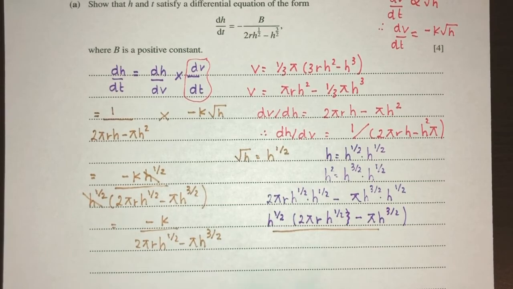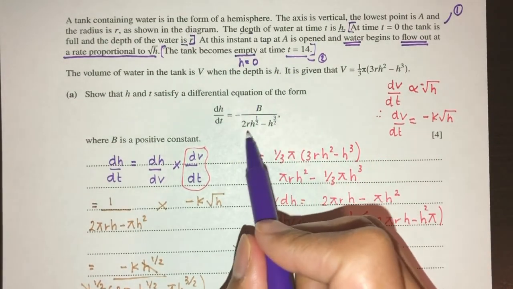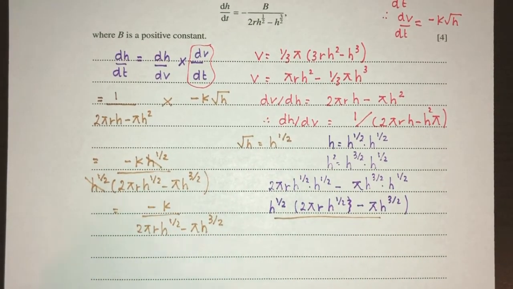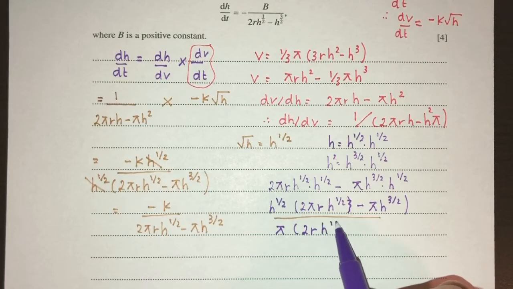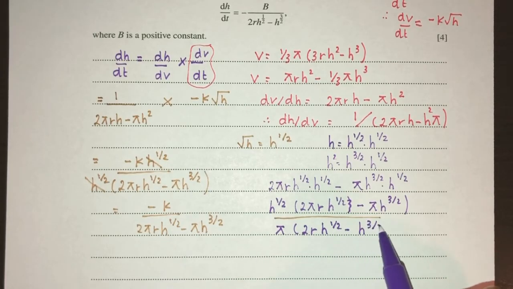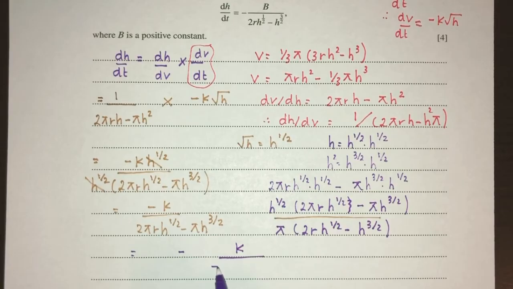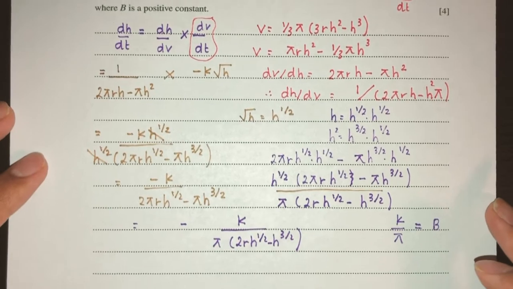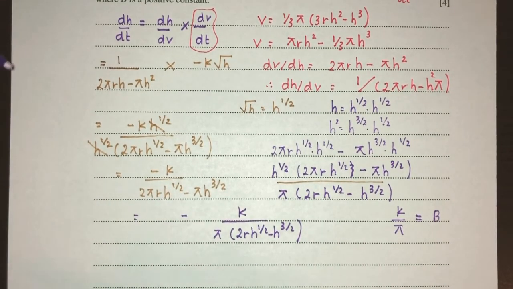So now the only thing left is we have to show that it becomes b, and we have to eliminate the value of pi, because here we have pi. We have pi in both, so we can factorize pi outside. If you factorize pi outside, you will have 2r h half minus h 3 over 2. Here you will have minus outside, k over pi times 2r h half minus h 3 over 2. So basically k over pi is also a constant. It can be written as b, which is a positive constant. So finally, the last step is just to replace this value by b.